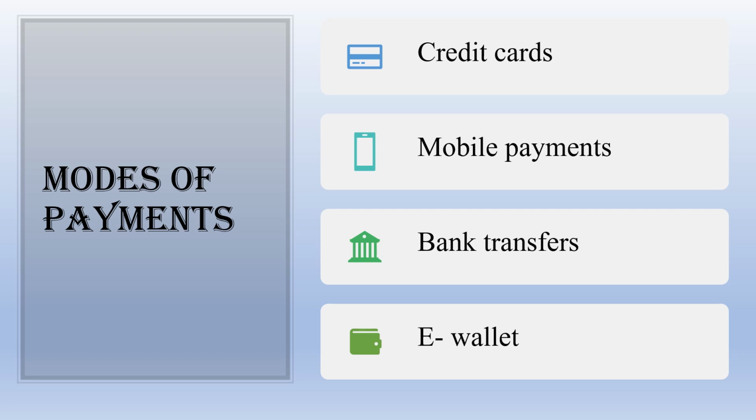First one is credit card. You can pay through the credit card. Second one is mobile payment. So you can pay by your mobile. Third one is bank transfer, that is NEFT or IMPS. So you can pay or transfer from bank to bank. And e-wallet. You can store some money into an e-wallet and then pay whenever you want to pay to a particular site. So these are the modes of payment.